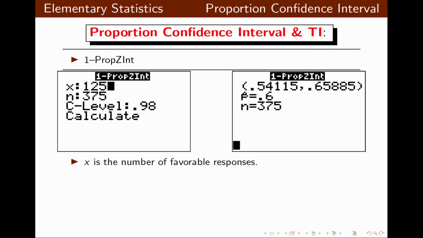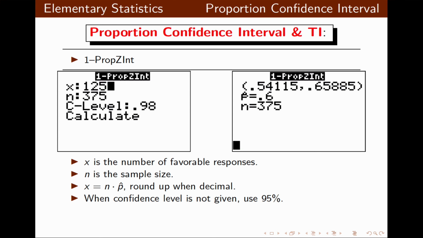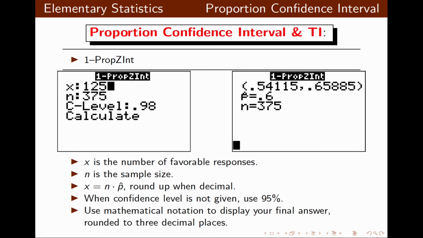Now keep in mind, X is the number of favorable responses, N is the sample size. If X is not given, but p hat is given, you multiply N and p hat to find X, and if it's decimal, round up. When the confidence level is not given, we use 95%. And we always use mathematical notation to display our final answer rounded to 3 decimal places.